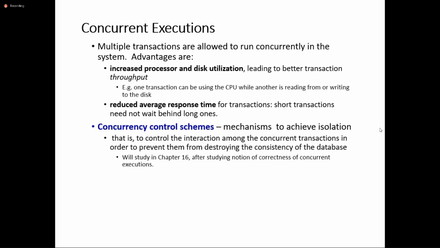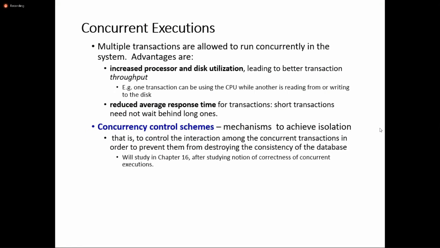Concurrent execution: multiple transactions are allowed to run concurrently in the system. Advantages are increased processor and disk utilization. Concurrent execution means that at the same time we want to run many transactions. In a computer, at a particular time only that particular task is done. The increase of processor and disk utilization leads to better transaction throughput.